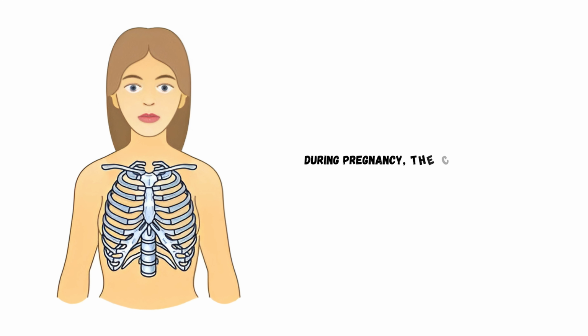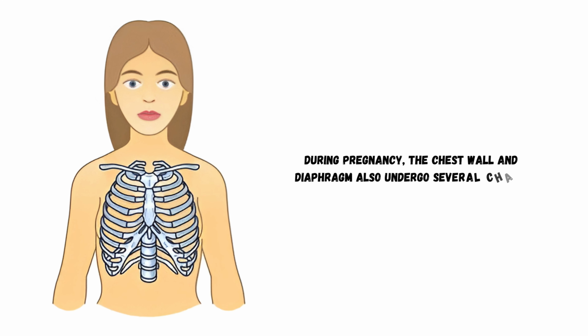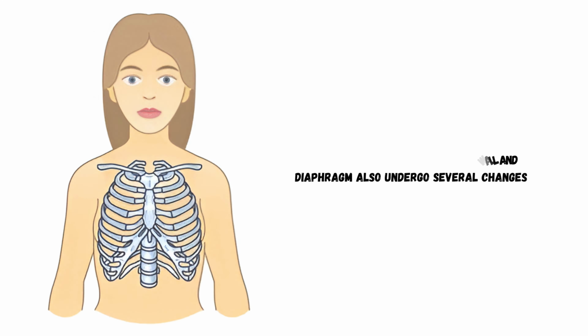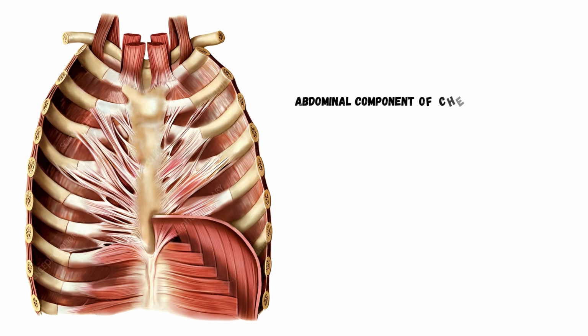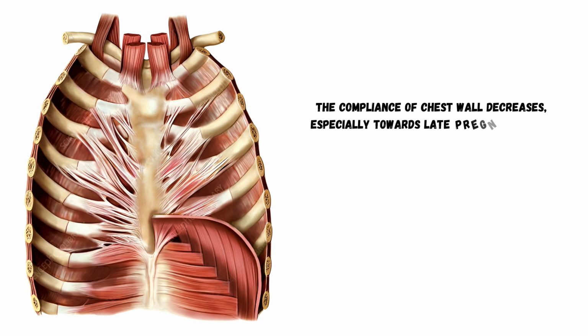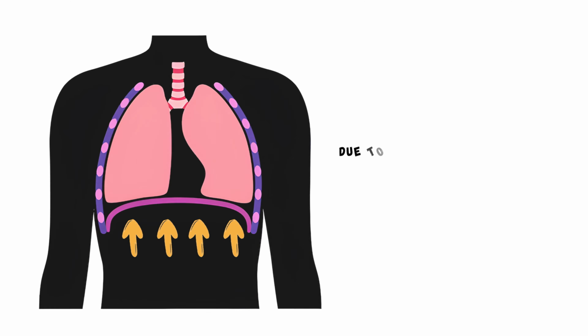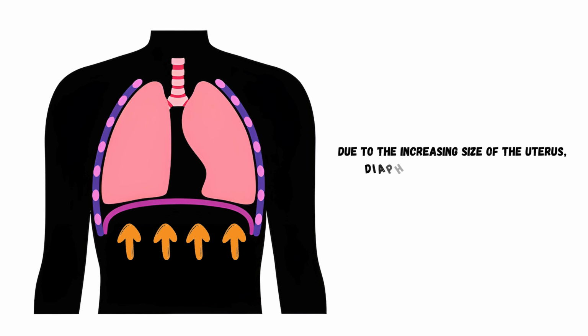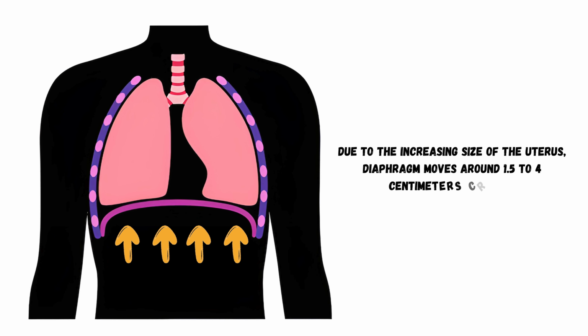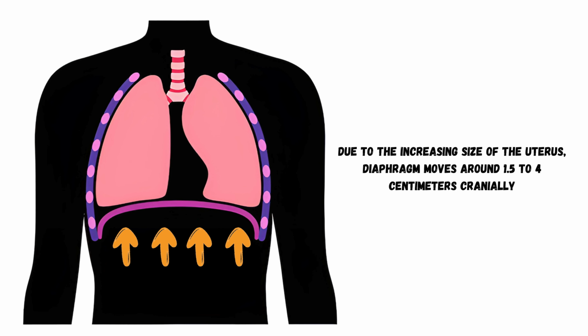During pregnancy, the chest wall and diaphragm also undergo several changes. The abdominal component of chest wall increases, leading to increased chest wall volume. The compliance of chest wall decreases, especially towards late pregnancy due to increased uterine size. However, the lung compliance does not change. Due to the increasing size of the uterus, diaphragm moves around 1.5 to 4 centimeters cranially.